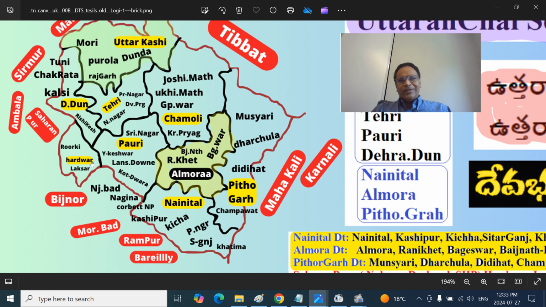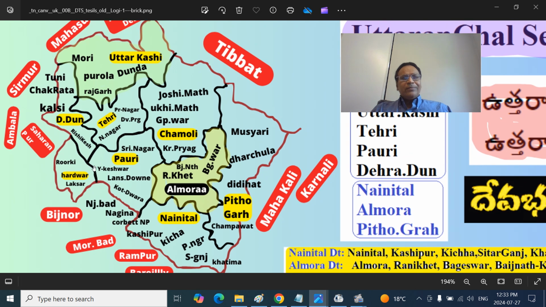Kotdwar is essentially a Babar Tarai region. A lot of population resides in this, and there is also a railway line from Najibabad to Kotdwara and so on. So this is Pauri Garhwal, Tehri Garhwal, Uttarkashi, Dehradun we covered.